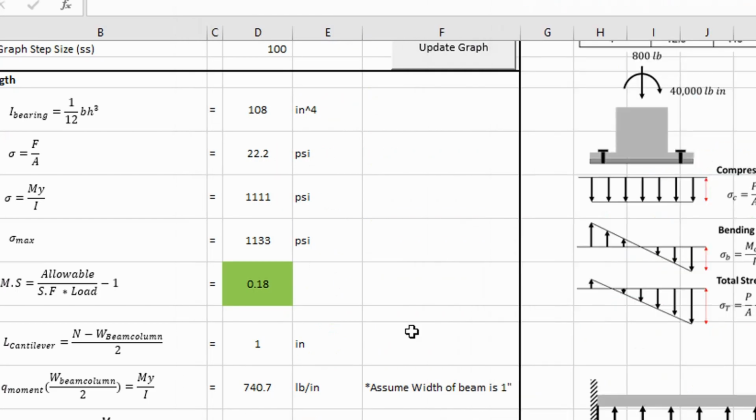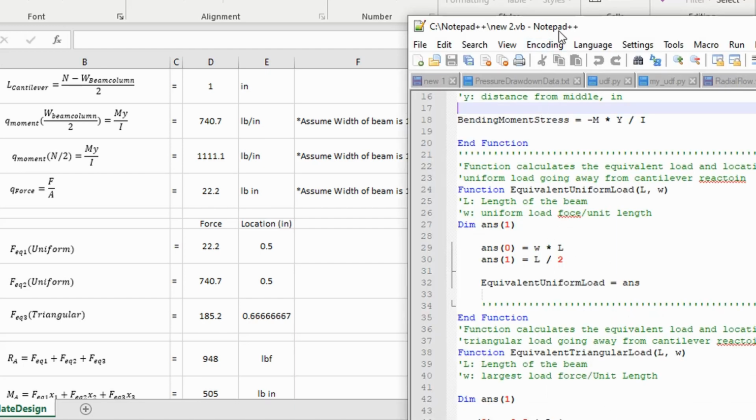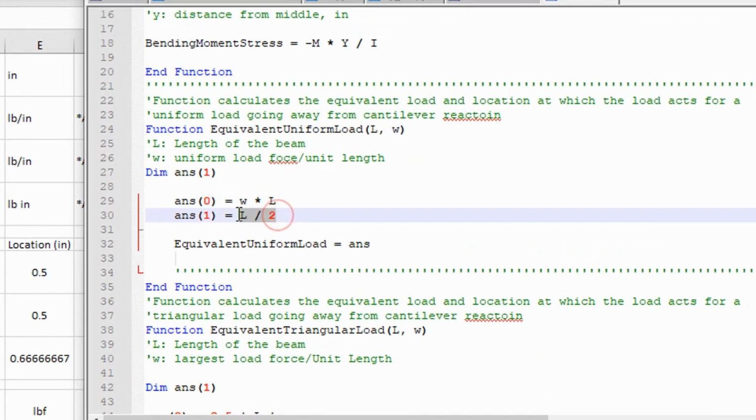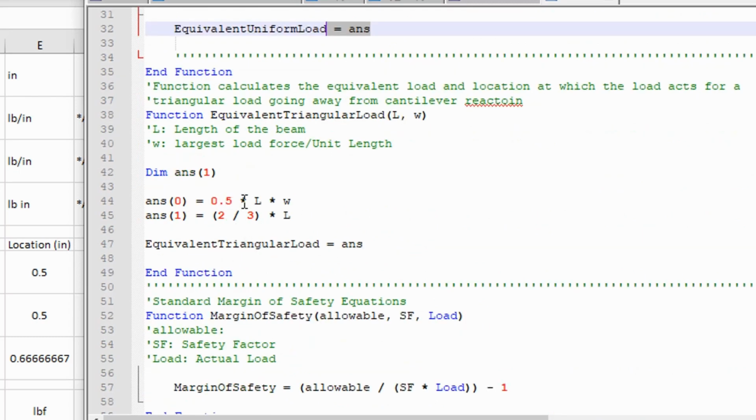So if we look at this again, the area of the uniform load is going to be length times the line load right here. That's simply what I did here, length times width, and I return also the point at which it acts. So it's going to be L divided by 2, and I stored it in 2 variables, and then I returned it in this form. Then this triangular load, 1/2 base times height. Simple enough. It acts at 2/3 from the base, and then it returns it.